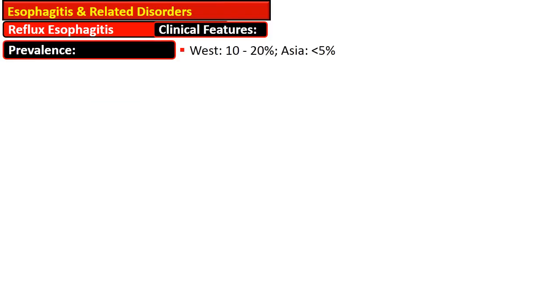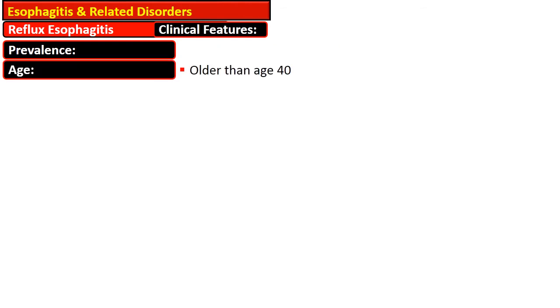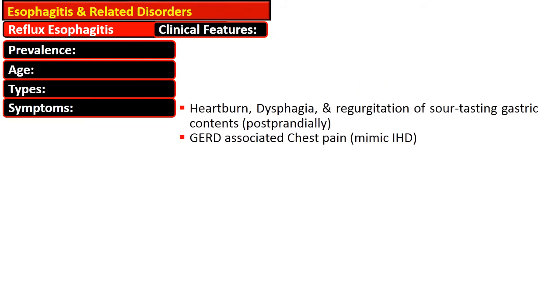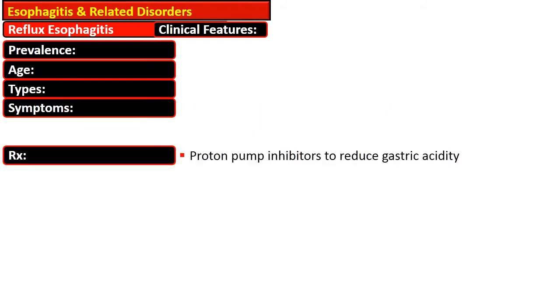The prevalence of reflux esophagitis in the West is about 10 to 20%, while in Asia it is less than 5% only. Older people, more than 40 years of age, are affected most. The types may be erosive, non-erosive, or it can lead to Barrett's esophagus, which we are going to discuss later. The symptoms of reflux disease are heartburn, dysphagia, and regurgitation of sour tasting gastric content, especially after meals. There is gastroesophageal reflux disease associated pain that mimics ischemic heart disease pain.